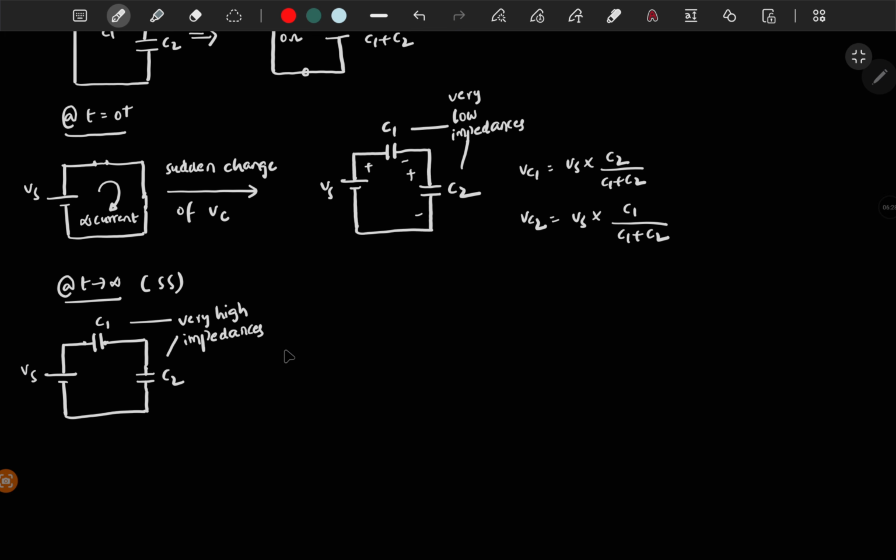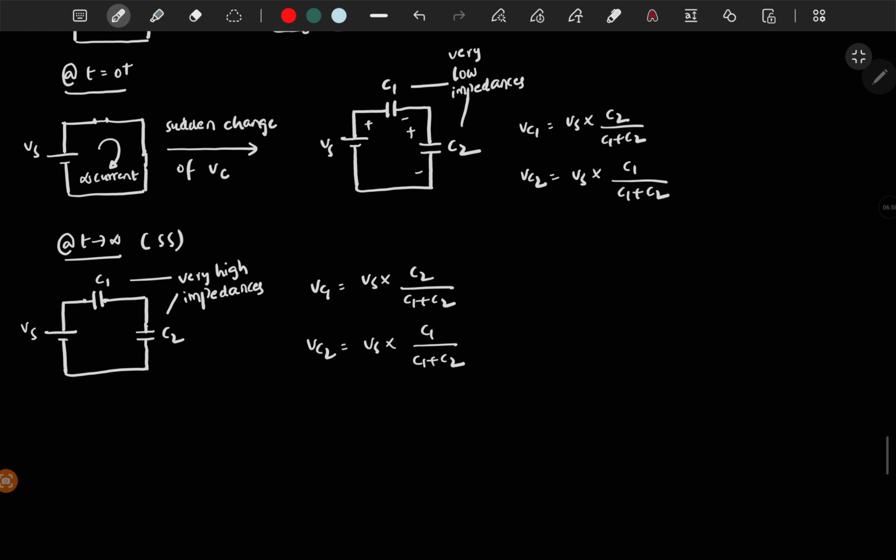So now if you find Vc1, then it is Vs times C2 by C1 plus C2, and Vc2 is Vs times C1 by C1 plus C2. So if you see the voltage Vc1 and Vc2 at t equal to 0 plus and at t tends to infinity, then these two are the same, right? So Vc1 at t equal to 0 plus and t tends to infinity are the same, and the same as Vc2 also.